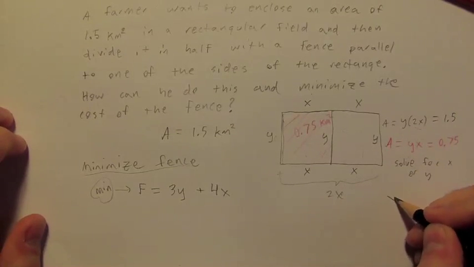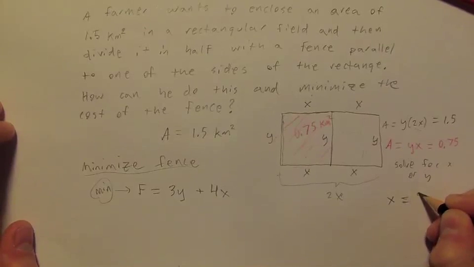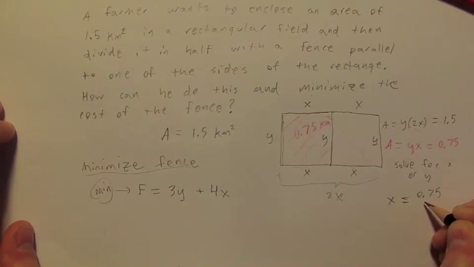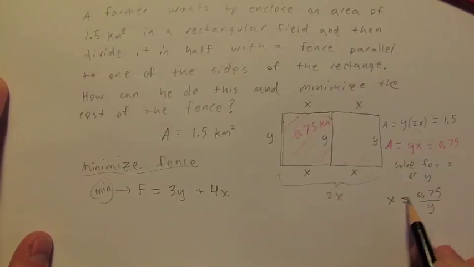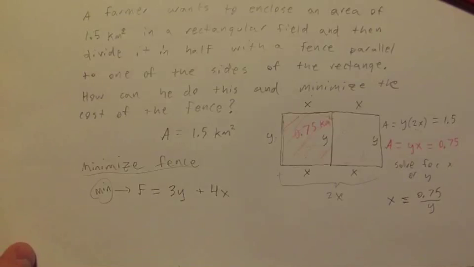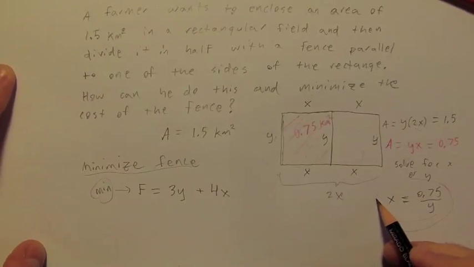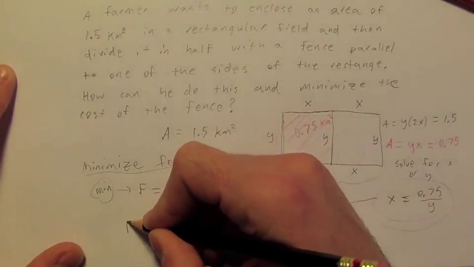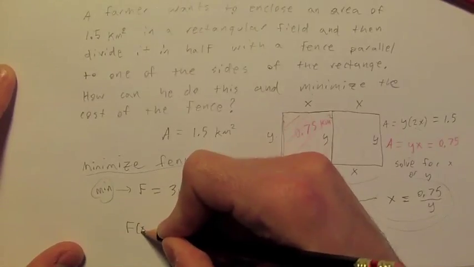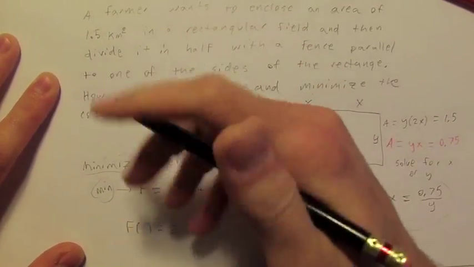All right, so for x, we just divide both sides by y. So I get 0.75 divided by y. It doesn't matter. You will get the same thing out no matter which way you go. So I'm going to take this and plug it in for x. And so I will now get a function of f, or a function of x, f of x, or sorry, it's actually a function of y.